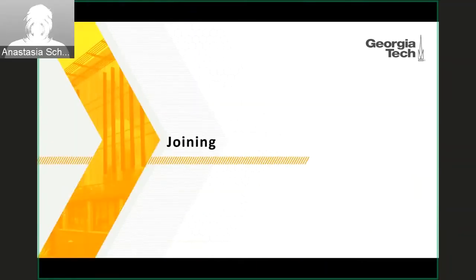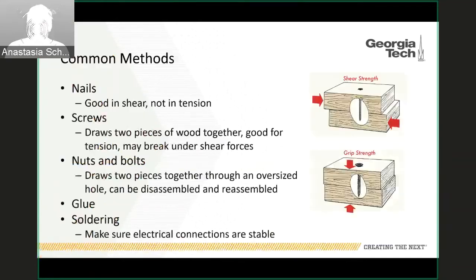Alright, so once you've picked out your materials and your manufacturing methods, and you've made your parts, you need to join them together. Here are a couple common methods of joining. The first one is nails. That's the top picture over to the right.